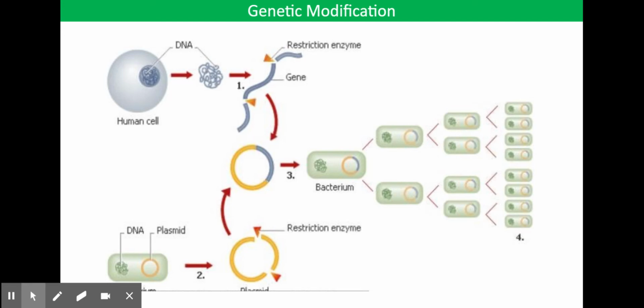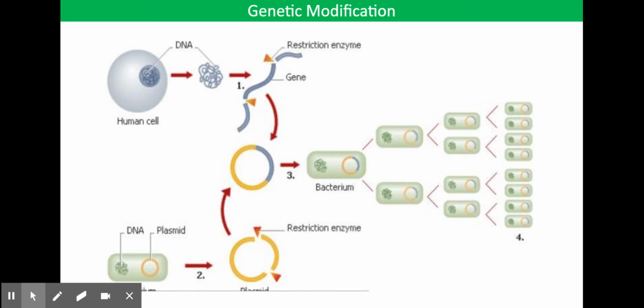Now, we've gone through this already, so it's the same process as we looked at before. We've got a restriction enzyme, which is used to cut out the insulin gene from the human DNA. The same restriction enzyme will also be used to cut open the plasmid DNA of a bacteria. The insulin gene will then be inserted into the plasmid DNA of the bacteria and joined using ligase enzyme.